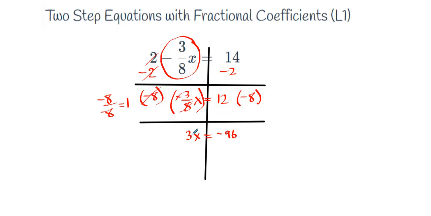And then this is 3 times x, so we'll divide by 3 on each side. Draw your horizontal line, and let's simplify that. 3 over 3, remember, that's 1. 1 times x is just x. And then negative 96 divided by 3 is negative 32. And there you have it.